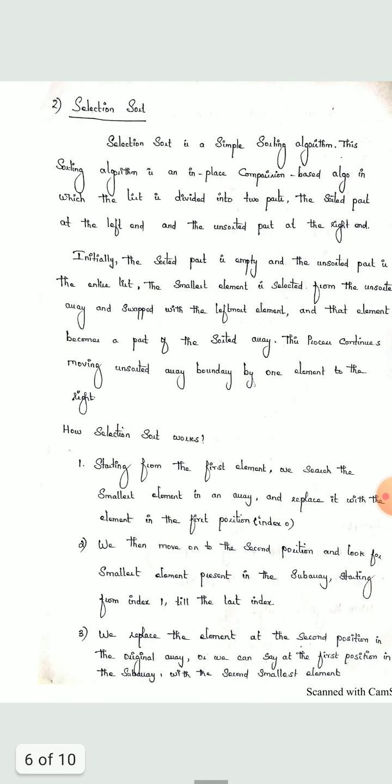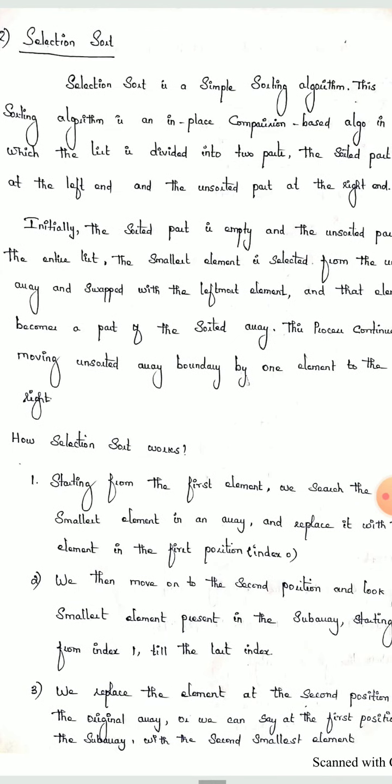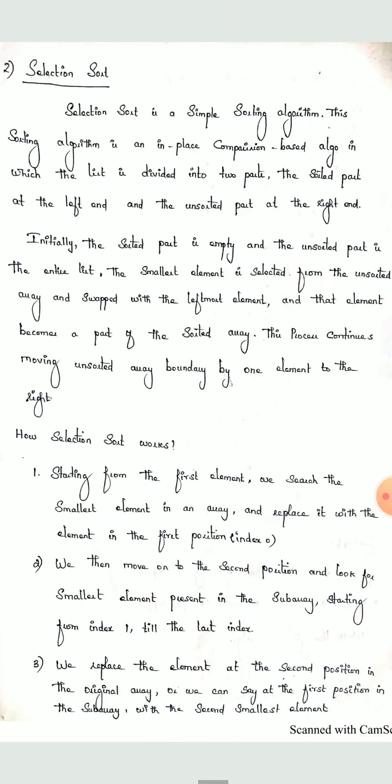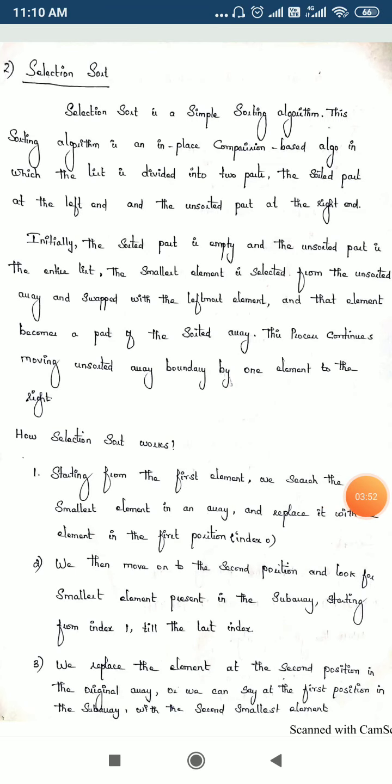So now let us move on to the next. We are going to introduce the next sorting algorithm called selection sort. Selection sort is also an in-place comparison based algorithm. But the difference between bubble sort and selection sort is that bubble sort compares the adjacent elements, and if the previous element is bigger than the next adjacent element, it will swap, right?